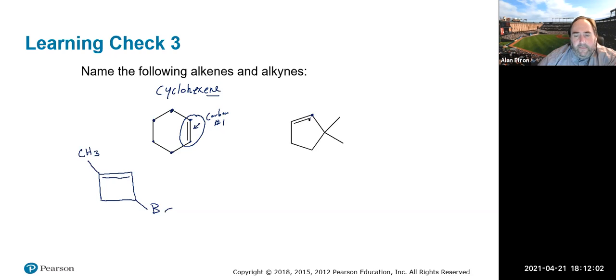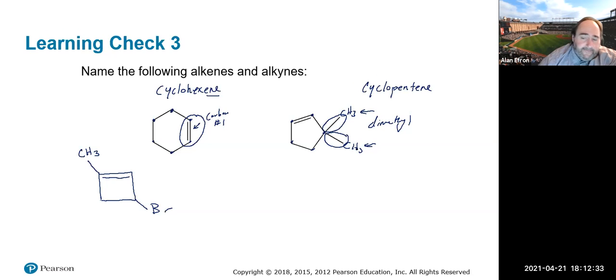Coming to the one on the right, we have 5, it looks like. 3, 4, and 5. So 5 in a row is cyclopentane, and with the double bond it becomes cyclopentene. Now we do have a couple of groups. Remember, we have some lines with nothing at the end. That means that there's a carbon and 3 hydrogens. These are methyl groups here, right? So we have a dimethyl situation happening.